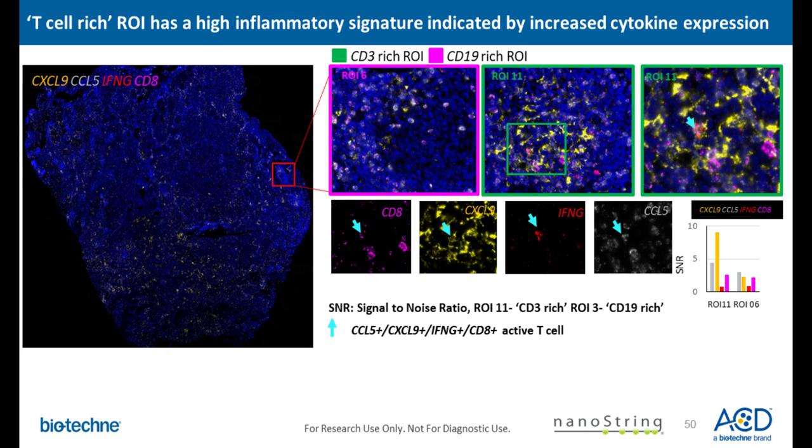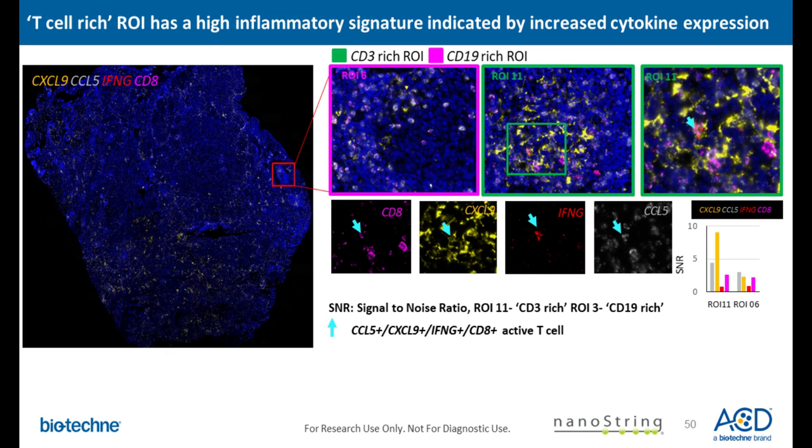Now, ROI11 is the ROI that is CD3-rich or T cell rich. And ROI6 is the ROI which is CD19-rich or B cell rich. So it was no surprise that these targets, which are mainly expressed on T cells, were expressed at a much higher level in ROI11 compared to ROI6. And it was nice to see that our expression pattern was concordant with the DSP data that you can see in this graph, showing that these two technologies are compatible and their expression patterns correlate with one another.